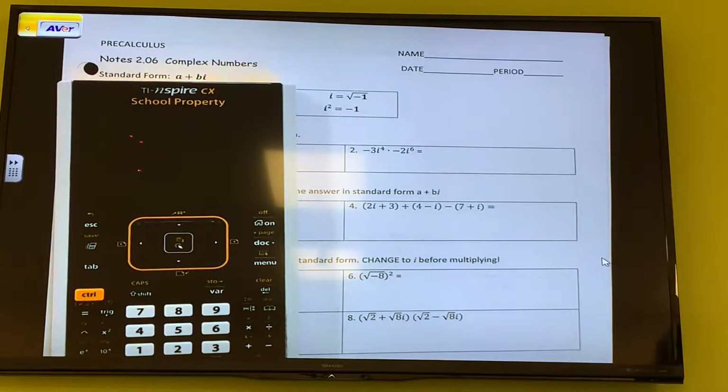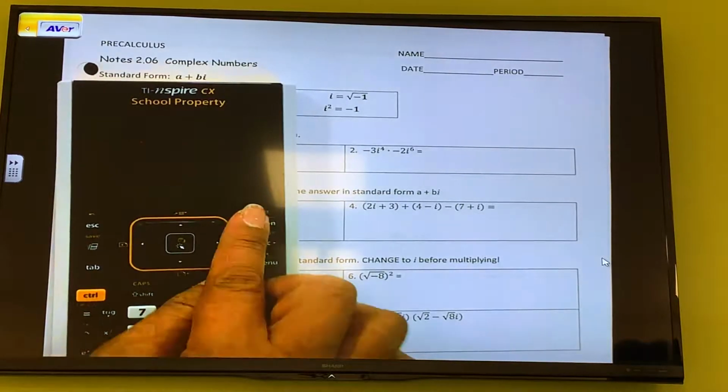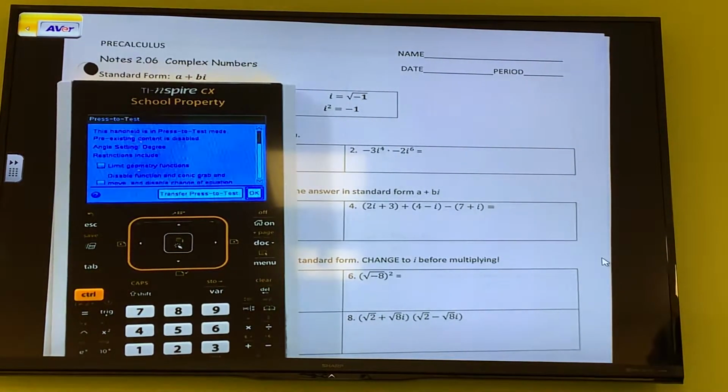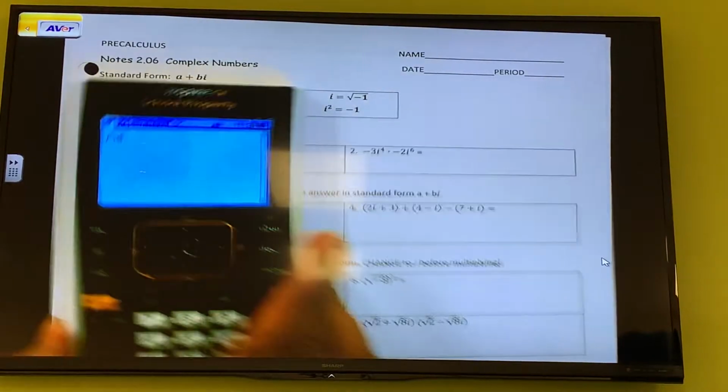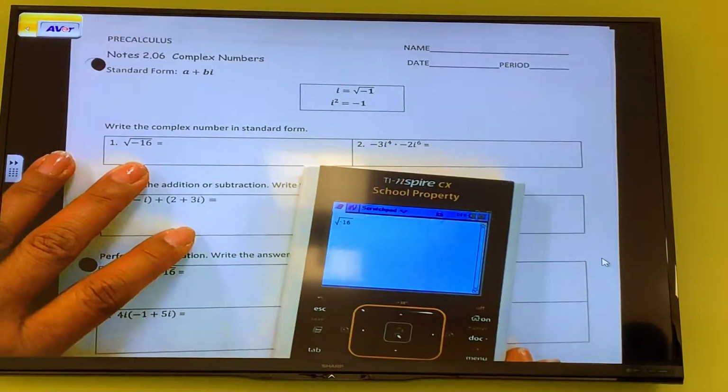Alright, today we're going to do complex numbers and the quadratic formula, just to get you ready for the next breakout topic, which is the fundamental theorem of algebra. Just remember, if I'm going to do the first problem on your notes, it says write the complex number in standard form.